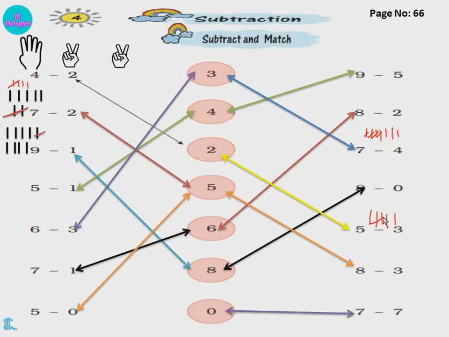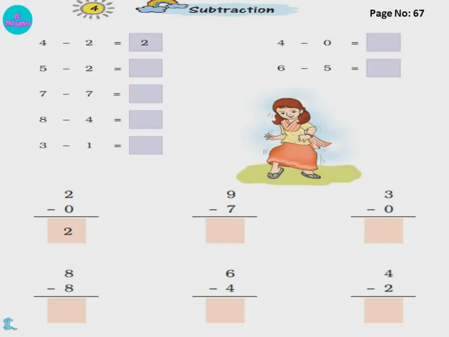7 minus 7. Open 7 fingers. Close 7 fingers. Then are any fingers left open? No. So then it is 0. Page number 67. So similarly we will do here also. 5 minus 2. 1, 2, 3, 4, 5. In that cancel 2, then the answer is 3. Next 7 minus 7. From 7 if we remove 7, 0.